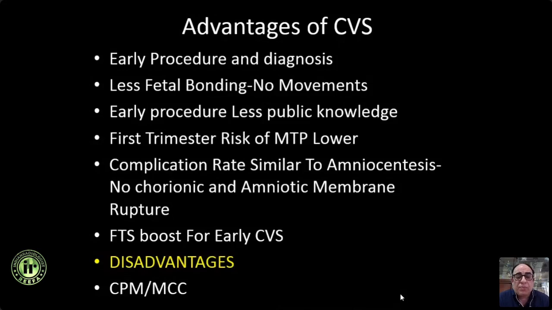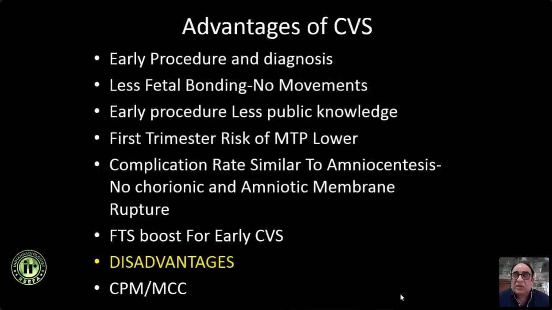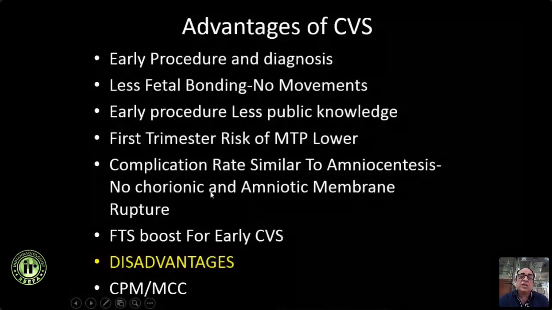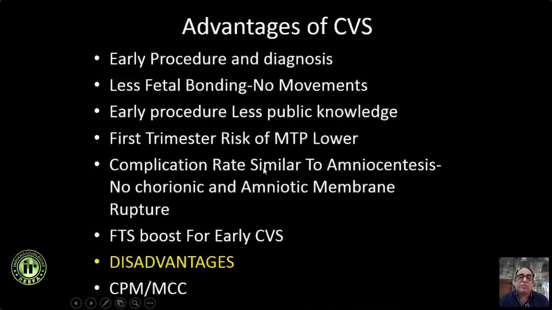And more importantly, there has been this phobia that CVS is more complicated as compared to an amniocentesis. That was because essentially amnio is a very easy procedure to do compared to a CVS, but the complication rate is essentially similar. In fact, I personally feel it is a safer procedure because there is less risk of chorionic and amniotic membrane rupture as compared to an amniocentesis. And of course, first trimester screening has been a boost for getting the patient early to do a CVS. There can be some disadvantages in the form of confined placental mosaicism and maternal cell contamination, which we will talk about.